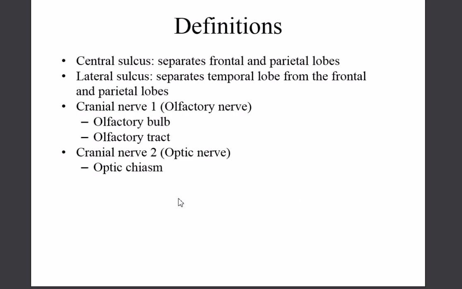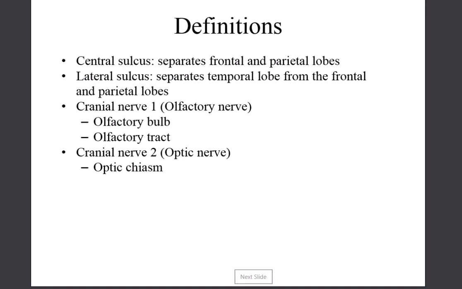The brain gives rise to 12 cranial nerves. The cranial nerves that we're going to know for this lab include the first cranial nerve, number 1, and the second cranial nerve, number 2. The other cranial nerves, 3 through 12, we'll go over as far as their function, but these we're actually going to have you identify on our models.